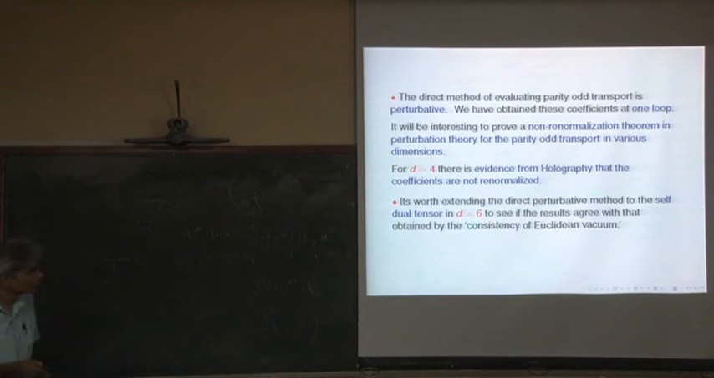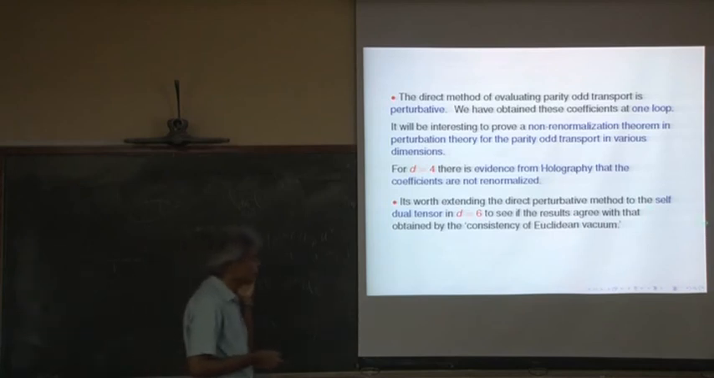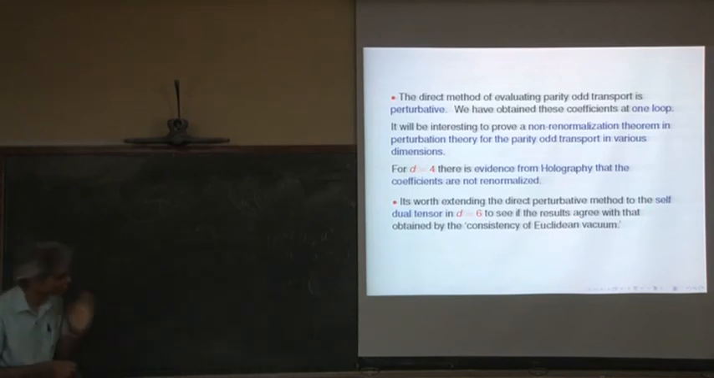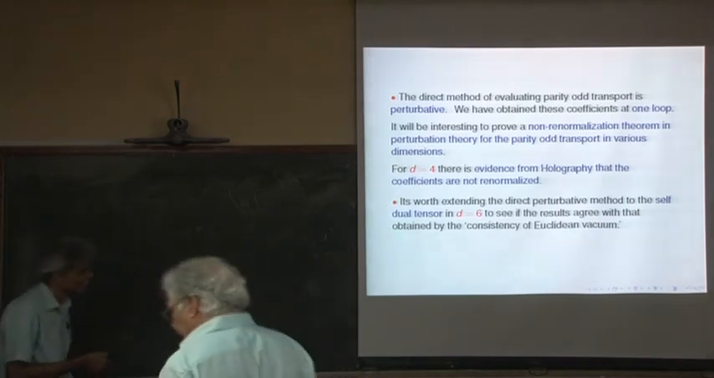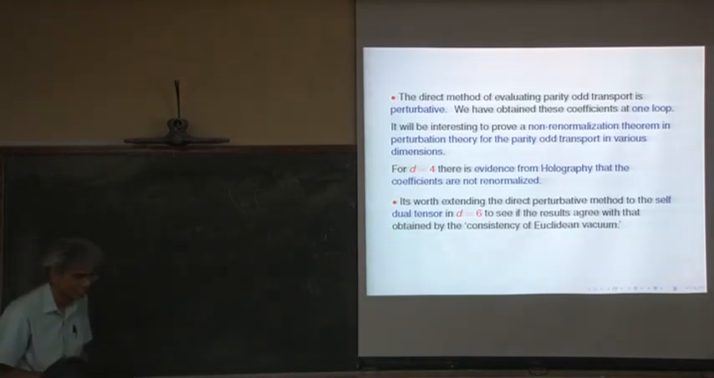Because of this fact about the conical defect and all that, it's also worth checking it for the curvature tensor in d equals 6. This is quite a tedious calculation, but this student of mine has developed certain routines to do all the big contractions. So it's possible that we can do this calculation.